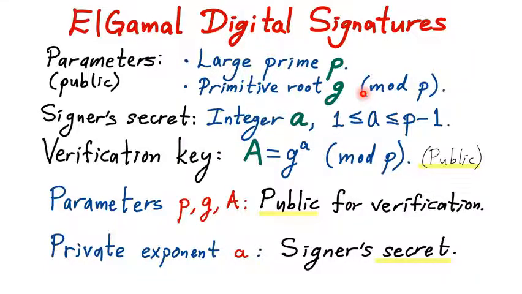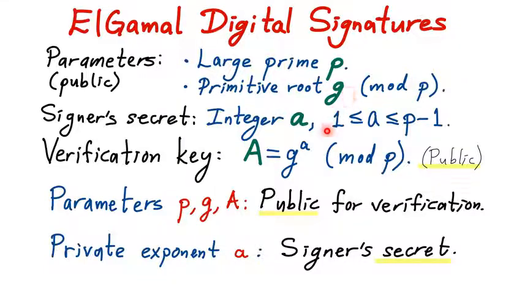So then we have what is a primitive root, G. You can consider G to be an integer whose powers modulo P exhaust all of Z modulo P, except of course for the zero element of Z modulo P. So this prime P and this primitive root G are public parameters in the ElGamal digital signature scheme.